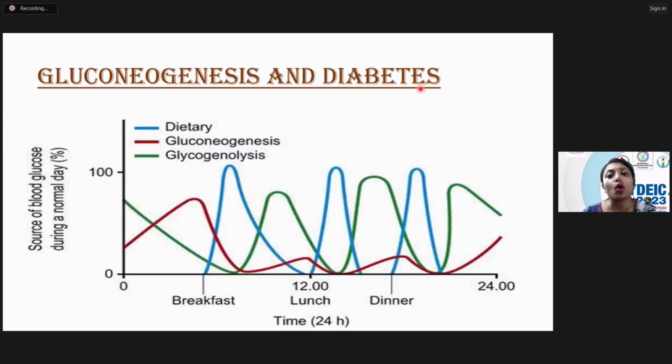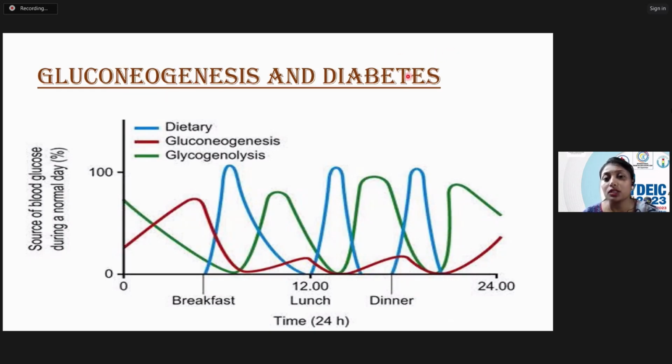Diabetic patients are also very much prone to gluconeogenesis. Like we know, dietary glucose we can restrict and control, but the glucose that is produced endogenously within our body, particularly by the liver, is very difficult to regulate. So we have to understand this gluconeogenic process, when it happens and how it happens.